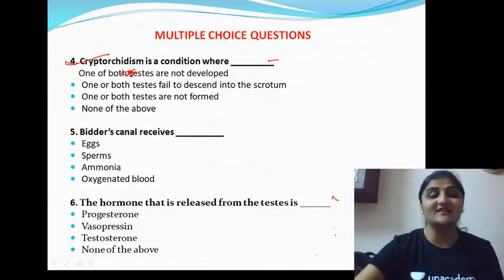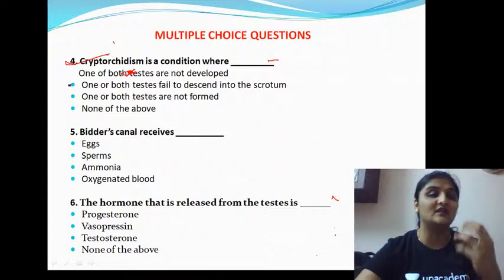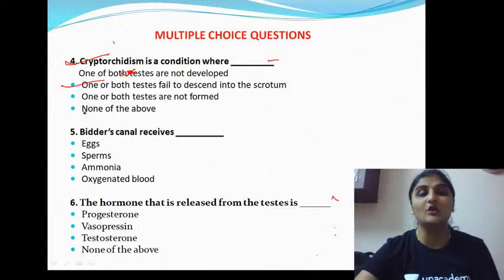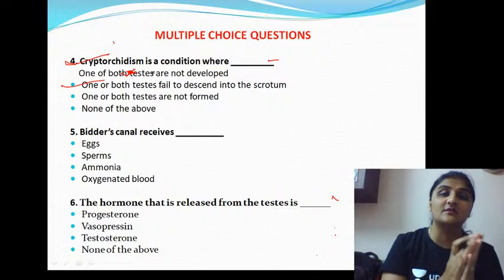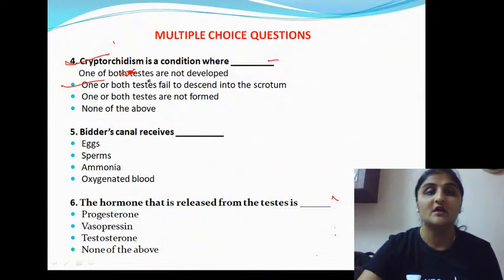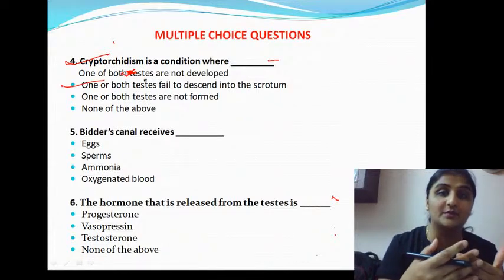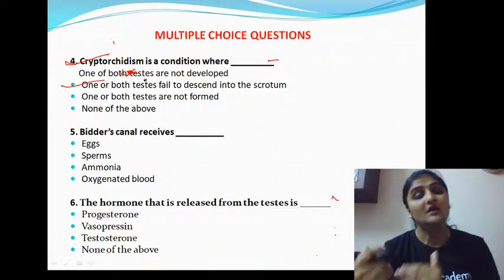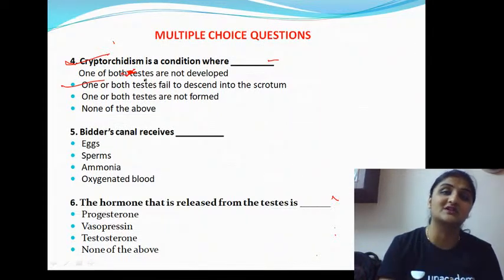And the right answer is, see, if you know the concepts, it is very easy for you to understand the question and the options asked accordingly, right? So it is: one or both testes fail to descend into the scrotum. Meaning when the baby is in the mother's womb, male baby I am saying, primarily the testis is growing in the abdomen, and during the birth time the testis descends into the scrotum, right? So the scrotum is a muscular sac-like structure into which the testis descends during the birth.